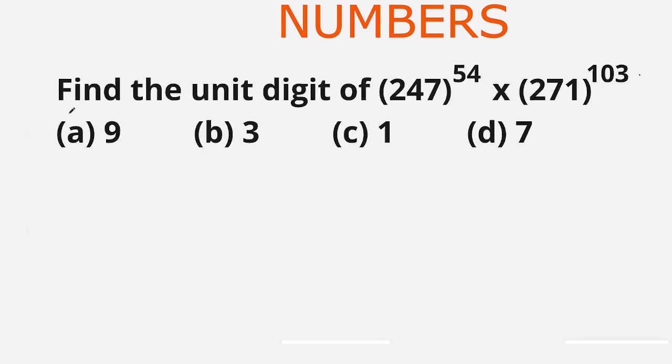Our question is, find the unit digit of 247 raised to power 54 multiplied by 271 raised to power 103. The given options are option A 9, option B 3, option C 1, option D 7.